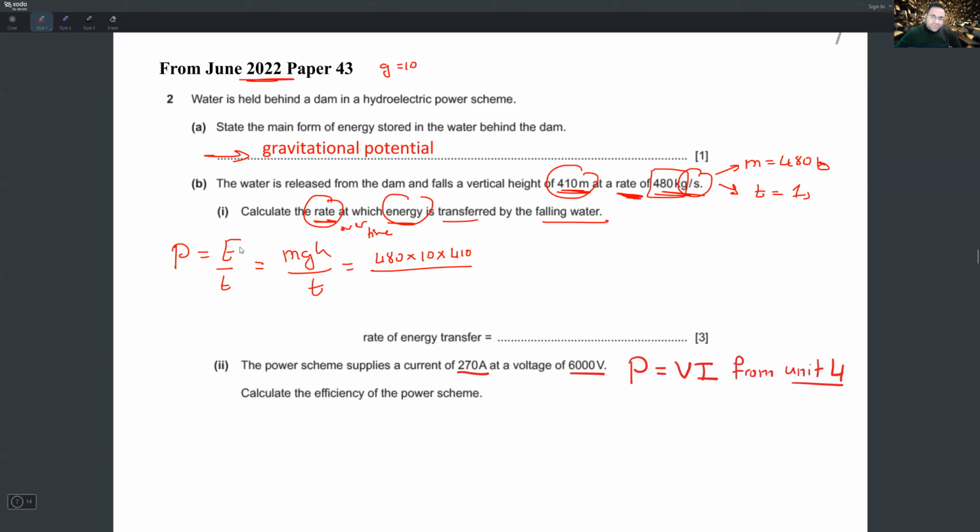So now I have two pieces of information: the mass is 480 if the time is 1 second. So I'm just going to put the time as 1 second. Time is 1. So 480 times 10 times 410. Of course again a giant number, like 1,996,000. I'm just going to change this to standard form to save myself the hassle of accidentally writing an extra zero or one less zero. Since this is a rate of energy transfer, what's the unit of power? Watt. He doesn't want joules, he wants watts.